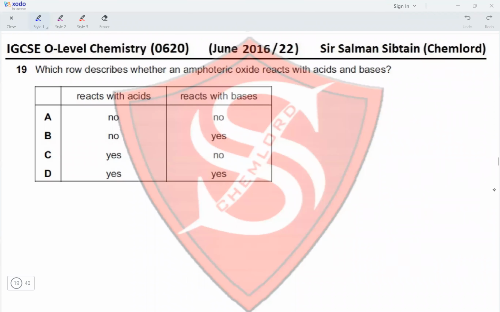Question 19. Which row describes whether an amphoteric oxide reacts with acids and bases? So if it is amphoteric, it would react with an acid and it would react with the base as well. So this eliminates options A, B, and C and makes option D the correct option for this question.